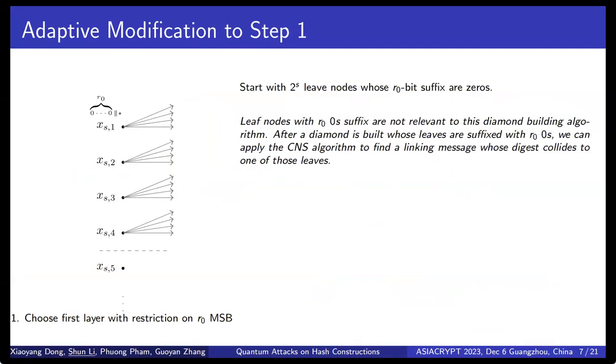So for the adaptive modification to step one, we first choose the first layer with the restriction R0 MSB. That is, we start with 2^S leaf nodes whose R0-bit suffixes are zeros. Note that the leaf nodes with R0 zeros suffix are not relevant to this diamond building algorithm. After a diamond is built whose leaves are suffixed with R0 zeros, we can apply a quantum collision finding algorithm to find a linking message for the digest applied to one of those leaves.